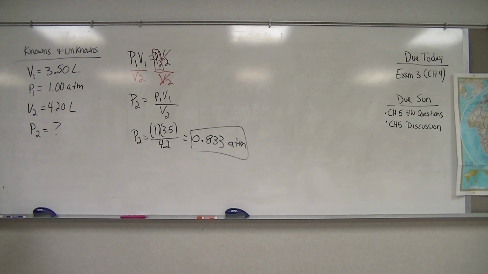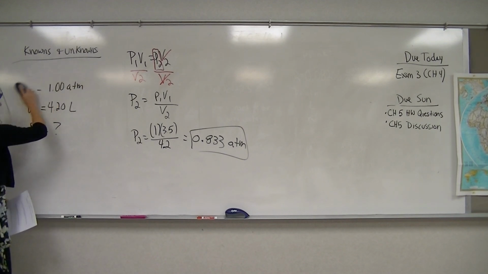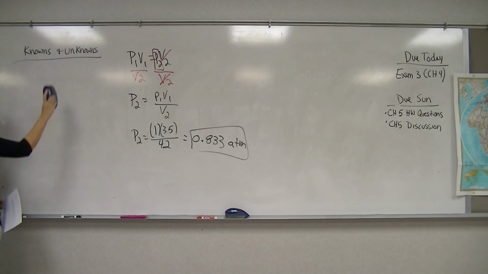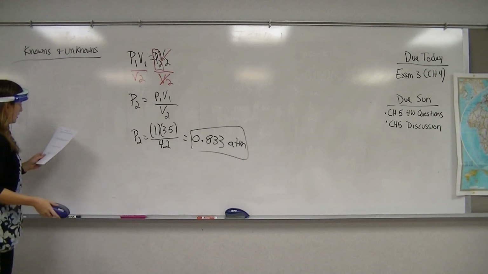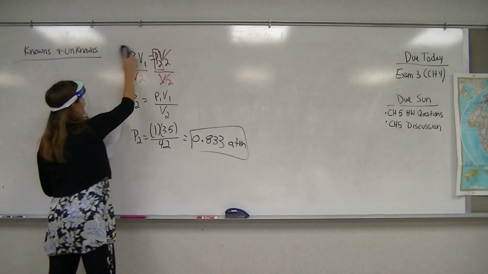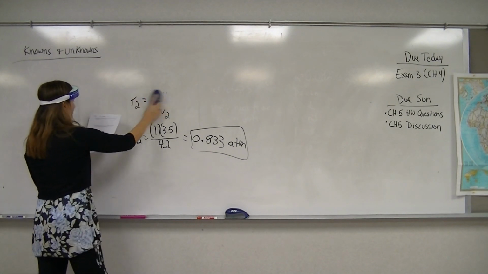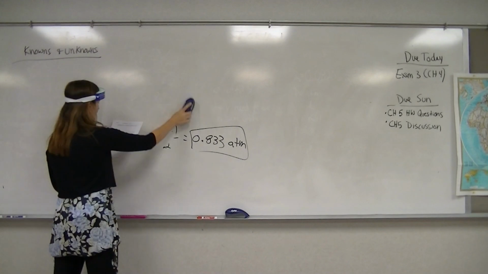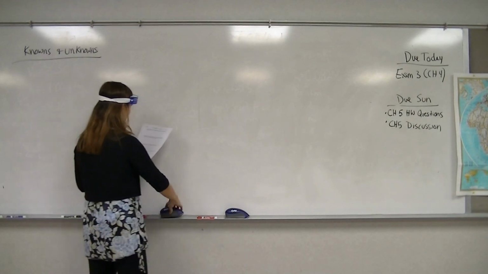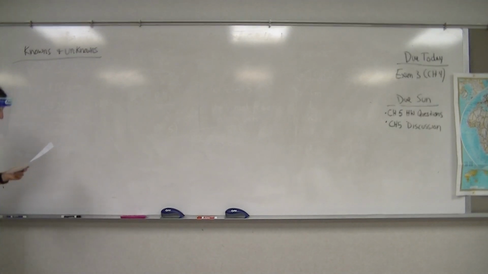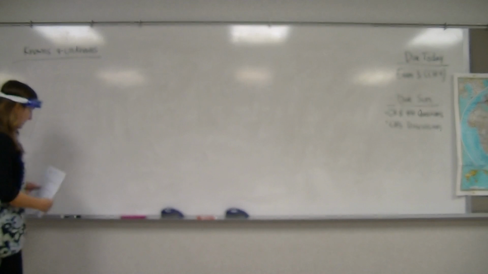So let's look at the next one. We're going to go through the same process. We're going to do our knowns and unknowns, and then we'll see what equation works, rearrange the equation, and solve. So the second number one, we have a balloon filled with helium gas at 1 ATM occupying 15.6 liters. What volume would the balloon occupy in the upper atmosphere at a pressure of 0.15?